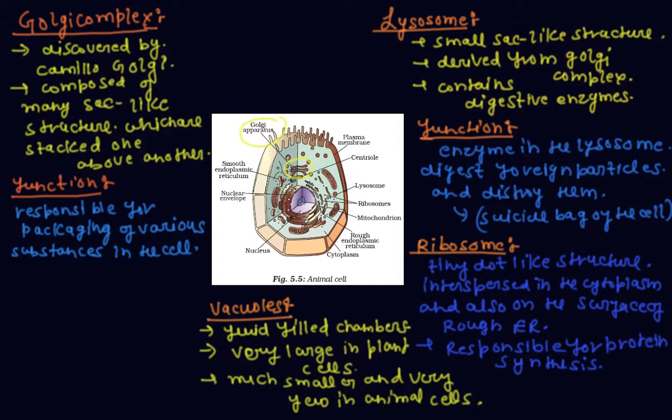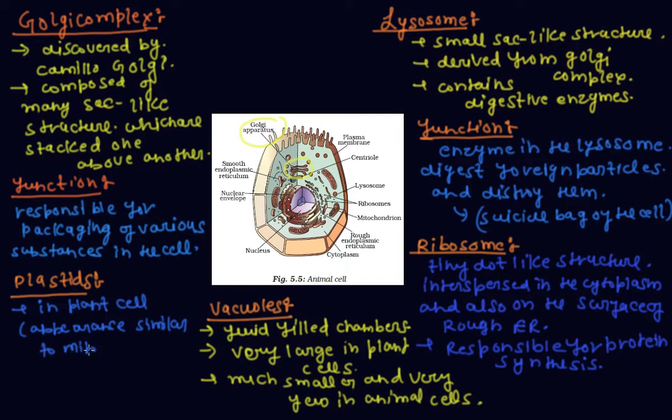The last part is plastids. Plastids are somewhat similar to mitochondria in appearance. Plastids are found in plant cells.